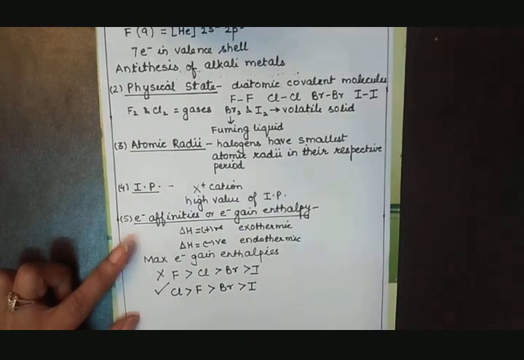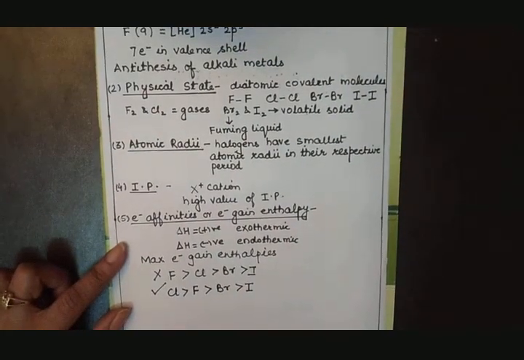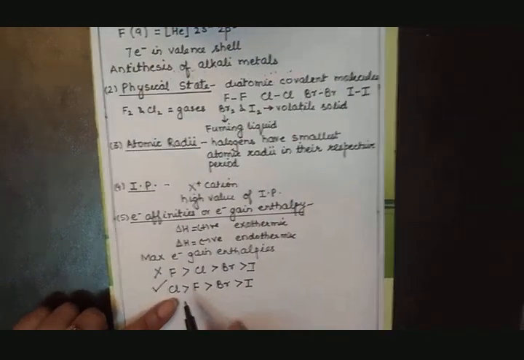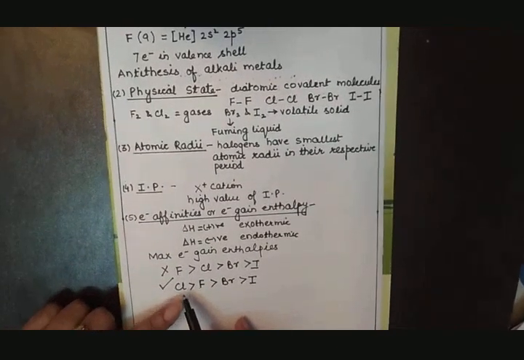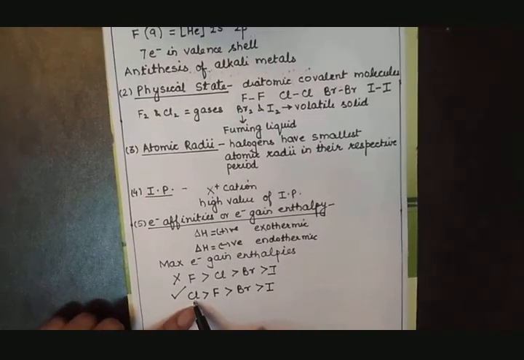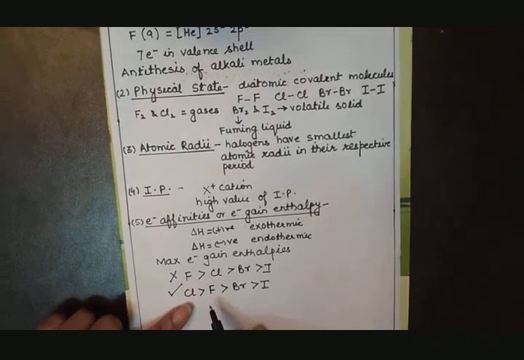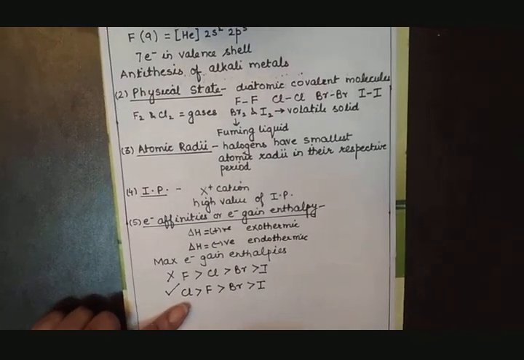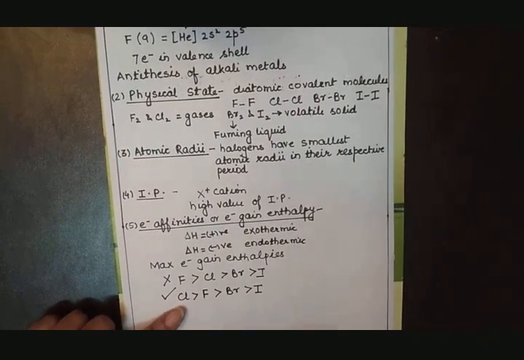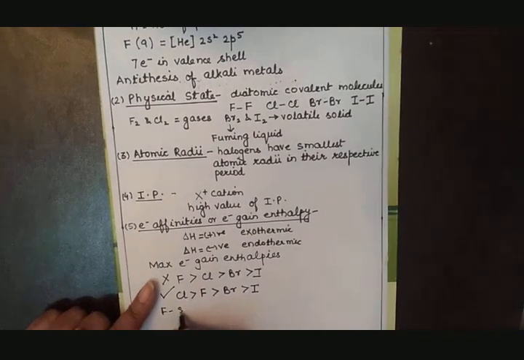This is the correct order of electron gain enthalpies of halogens: the electron gain enthalpy is more negative in the case of Cl than F. Why is it so? This is because of the small size of fluorine. Fluorine is small in size.